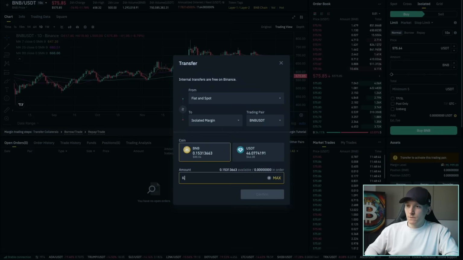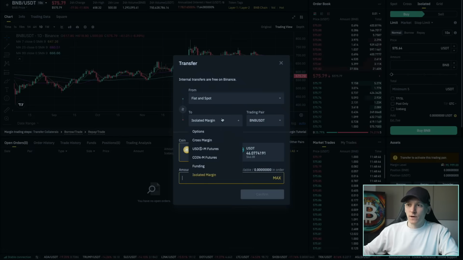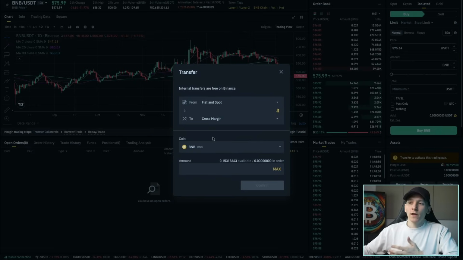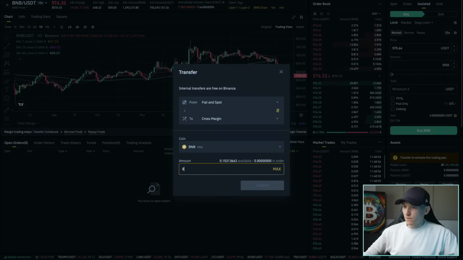Now, what we can also do is go to cross margin. So we're going to pick our cross margin account, which is this one. And you can see that the assets now are used across all of your margin positions. So let's say that we do have some BNB that we can use as margin. We can put that into the account.